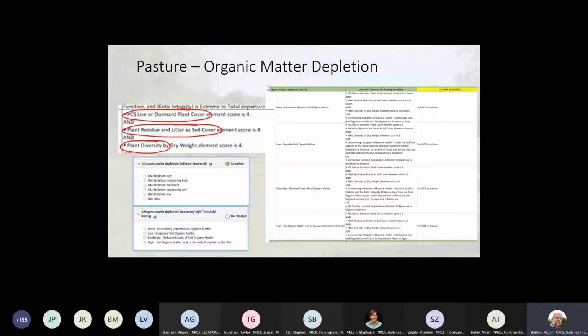If the lowest rating for any of these would happen to be, say, well, let's give an example. If live plant cover and plant diversity were both rated a 4 on the score sheet, and plant residue, soil cover was rated a 2, then you're going to rate that as a 2. You'll go after the lowest score. Otherwise, they all have to be a 3 or all have to be a 4 to meet that moderate or high category. That makes sense?